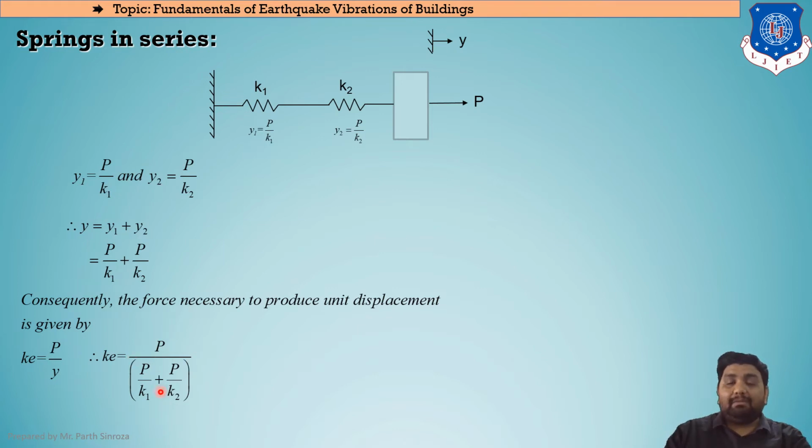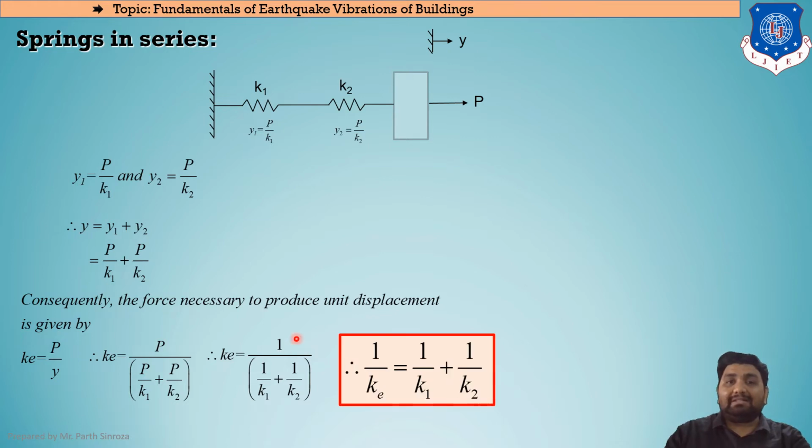Now P will be cancelling out on both the cases, so Ke will be now 1 upon (1 upon K1 plus 1 upon K2). So now simplifying it, we are getting an answer 1 upon Ke equal to 1 upon K1 plus 1 upon K2. So whenever we are dealing with springs in series, you can follow this equation. That will be helpful in solving your numerical part.